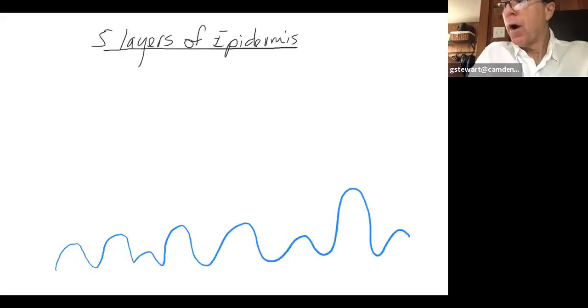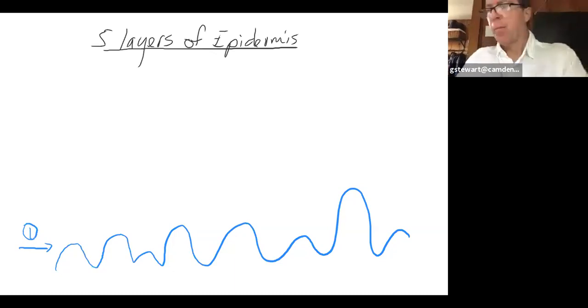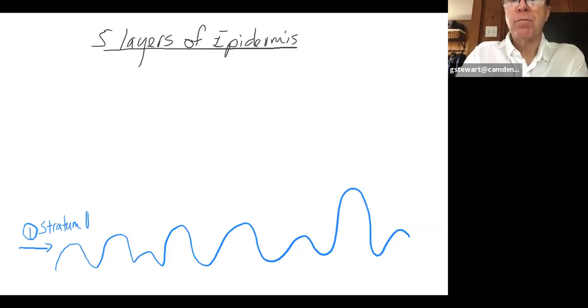Layer number 1 of the epidermis is located at the base of the epidermis. So the stratum basale, which is really very thin, is located down here at this wavy line. And the cells, like the melanocytes, for example, are located all along this line.